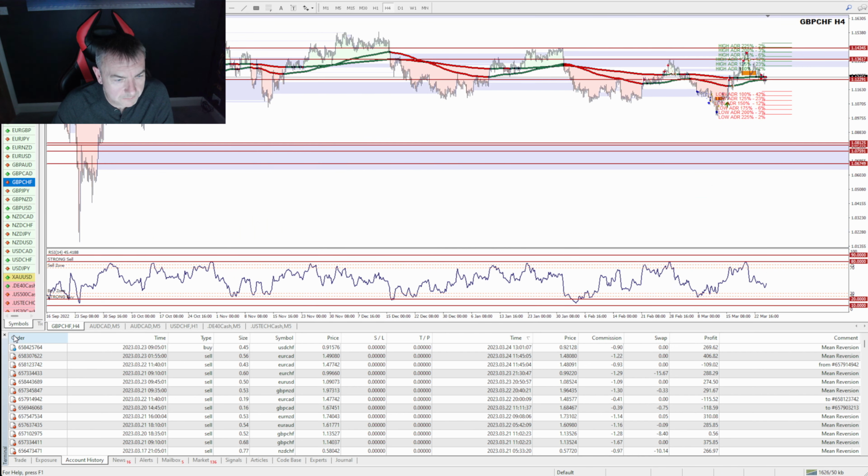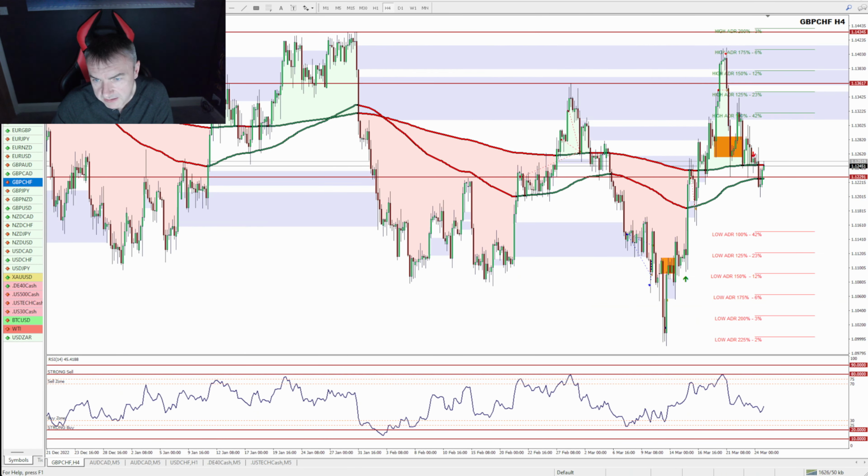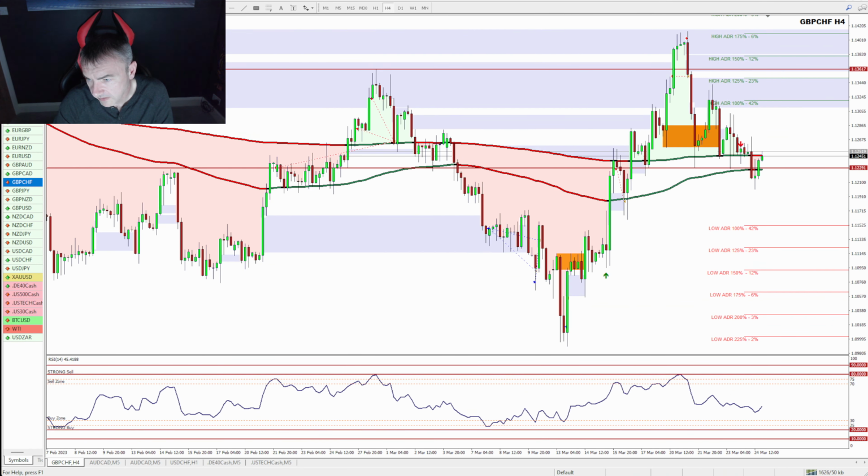So 4-hour, the trade is here. There's a few examples actually on this chart. So we've got one here, there, entry and exit. There's one there, and there's one there as well. And there's also another one there. So quite a few entries on the pound Swiss over the last, this is going back to February, so over the last month, all profitable.